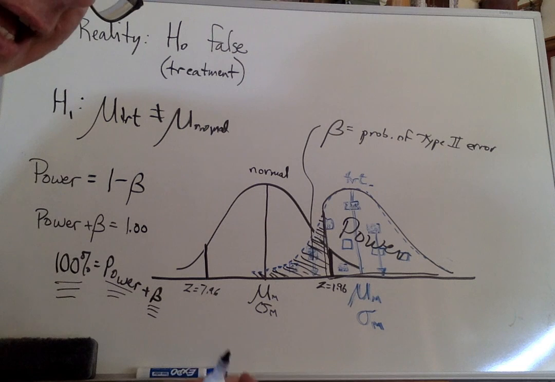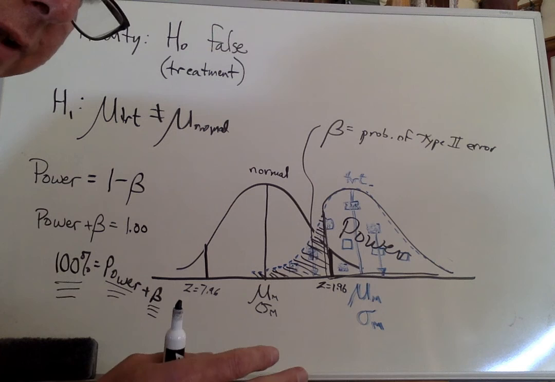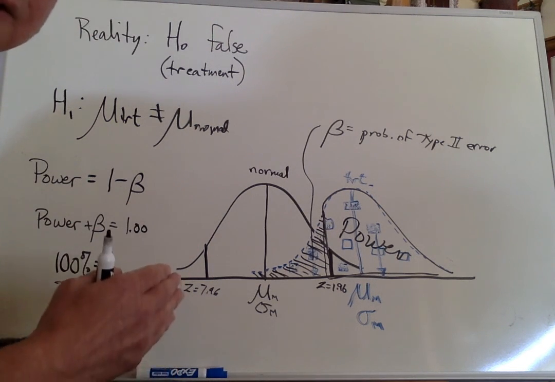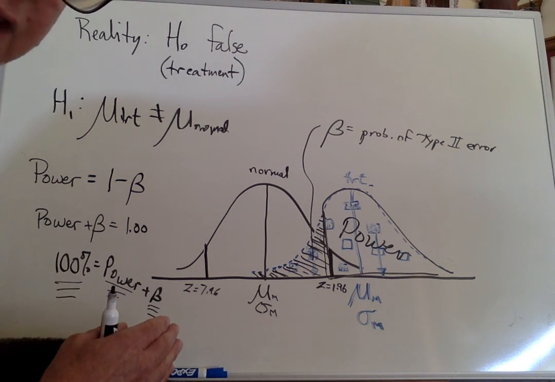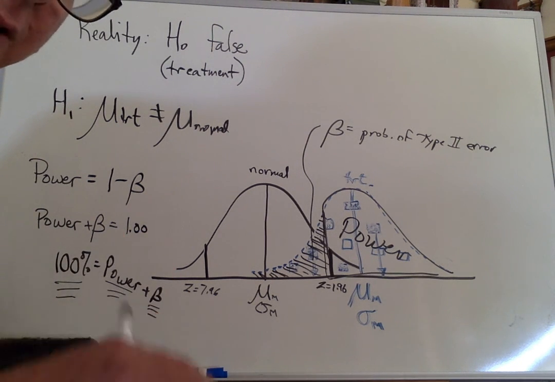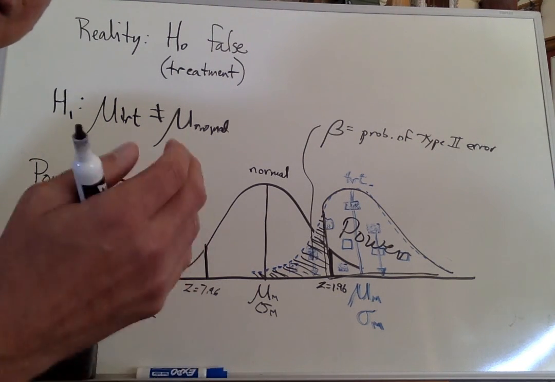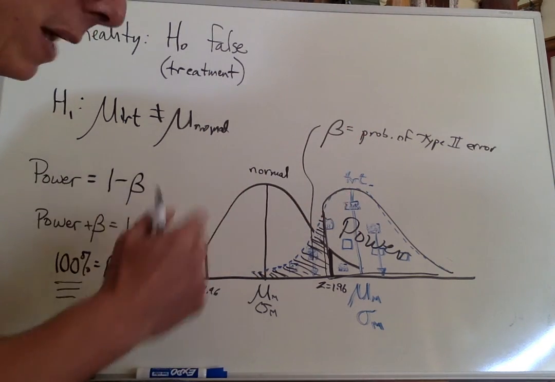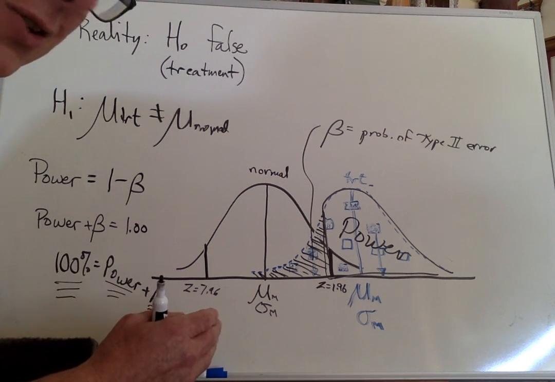Now, whereas the probability of making a type 1 error, alpha, is constant. It's given by our alpha level. So if we choose an alpha level of 0.05, we have a 5% chance of making a type 1 error. Whereas the probability of making a type 1 error is equal to our alpha level, the probability of making a type 2 error, beta, will change dependent upon certain things. Okay?